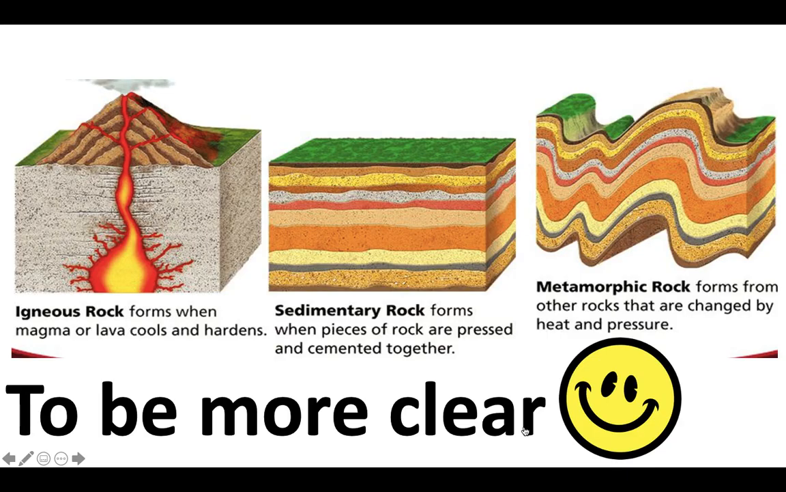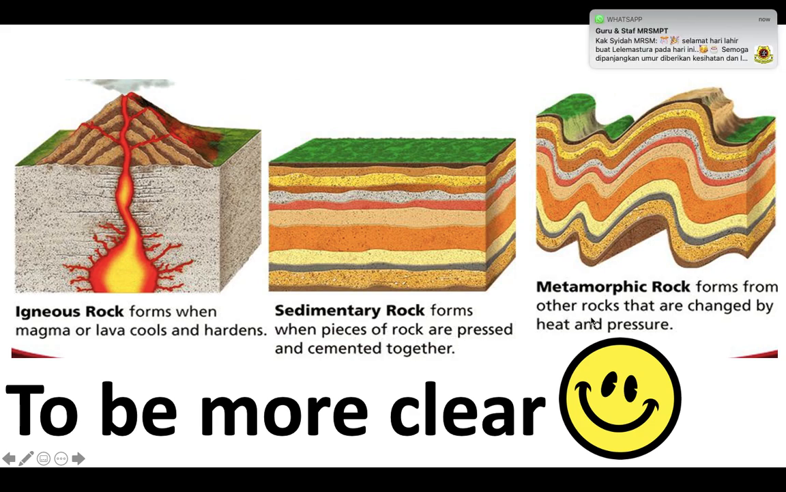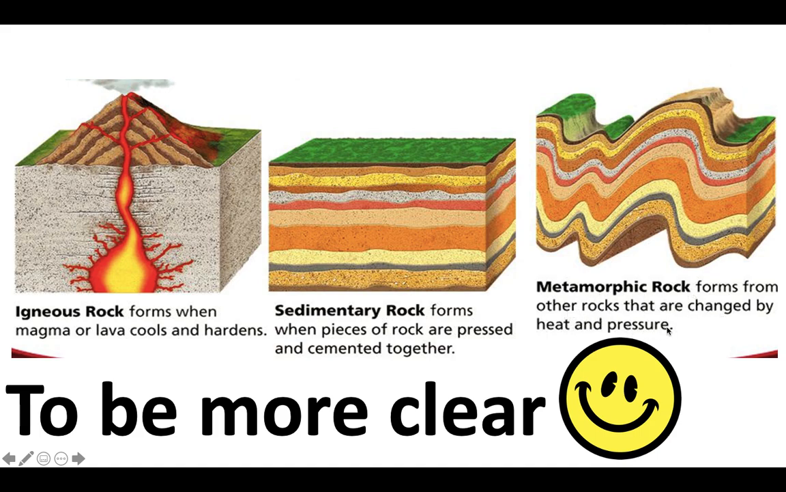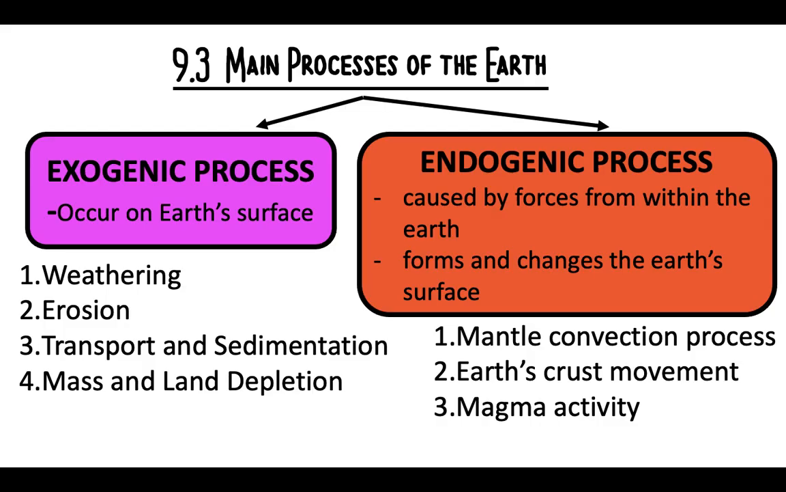For 9.3, this is the conclusion: igneous forms when magma or lava cools and hardens, freezes and cools. Sedimentary forms from pieces of rocks that are pressed and cemented together, and metamorphic forms from other rocks that are changed by heat and pressure. Okay, so this is the conclusion for these three types of rock formation. Okay, that's all for 9.2.